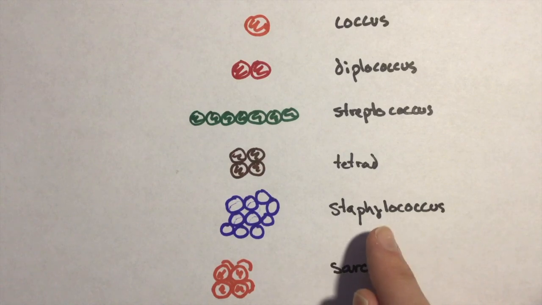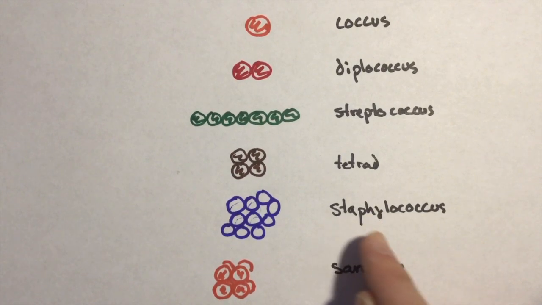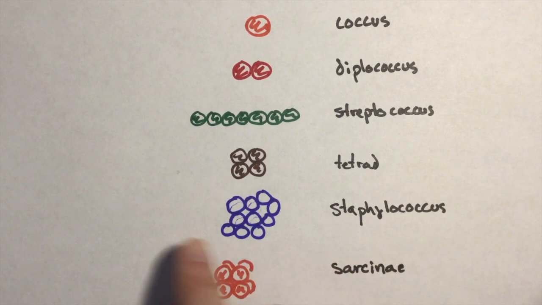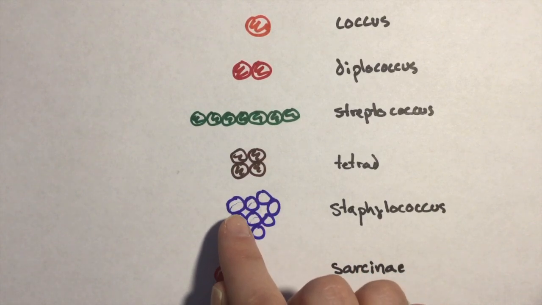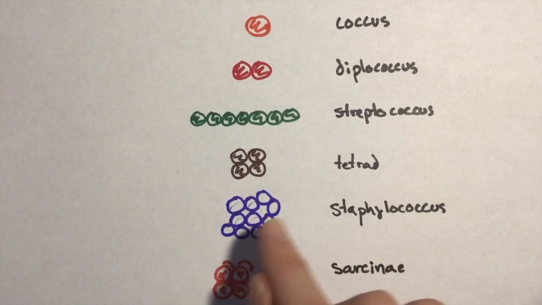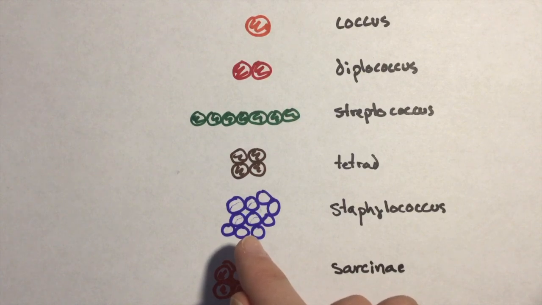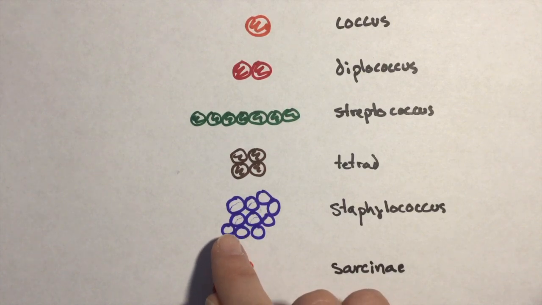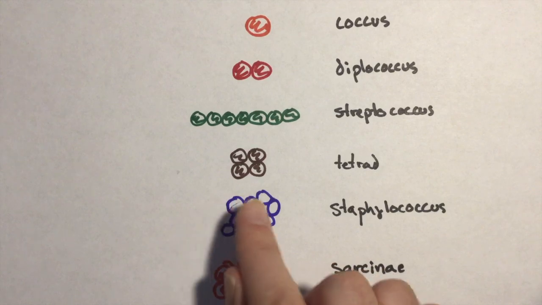You also have Staphylococcus. This comes from a Greek word meaning essentially a bunch of grapes. And it has irregular division, so it's not got one plane or 2 planes. It can divide on essentially any plane, and it'll form these irregularly bunched groupings.